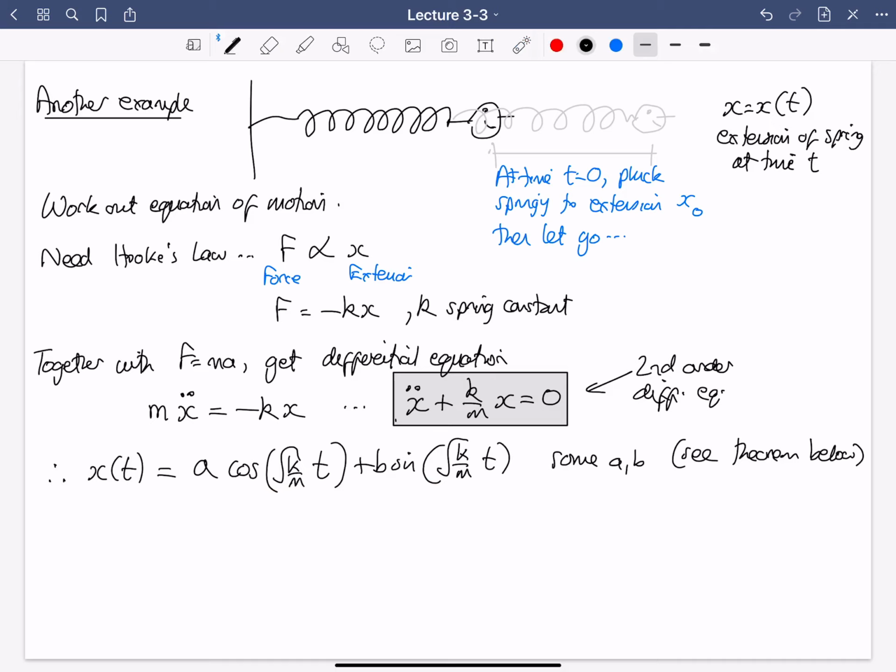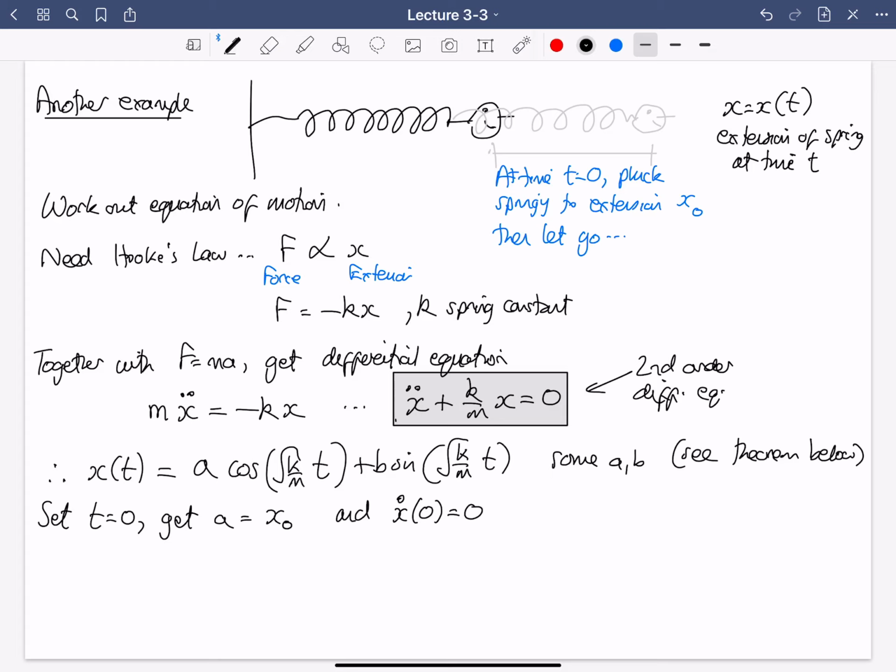So now if you set t equals 0, sine of 0 is 0, cos of 0 is 1, so x of 0 is a. But x of 0 is that initial extension, x0. So you get that a is x0. And let's see, the velocity is 0 at that initial moment. When you release the springy at time 0, it's initially not moving.